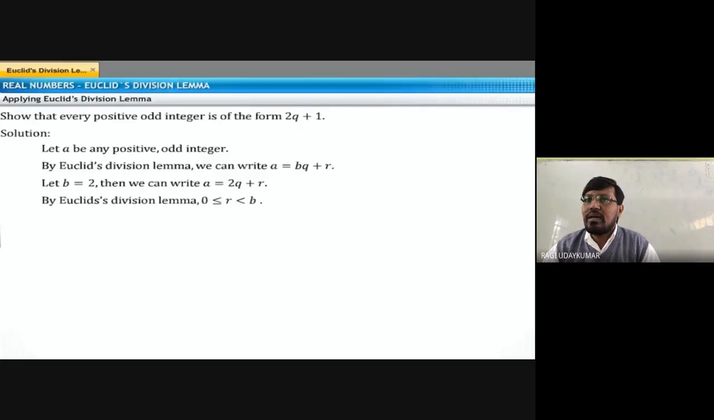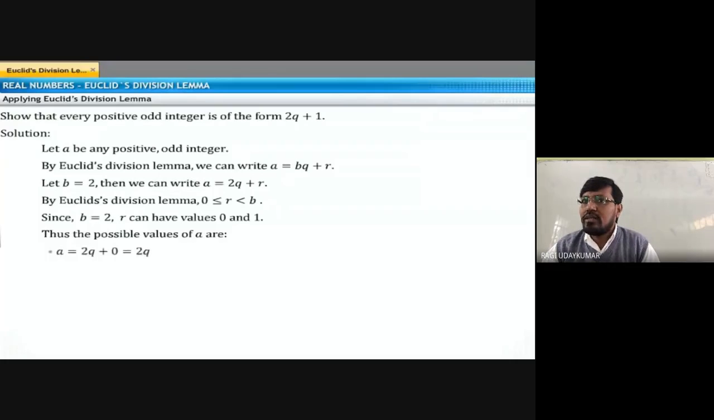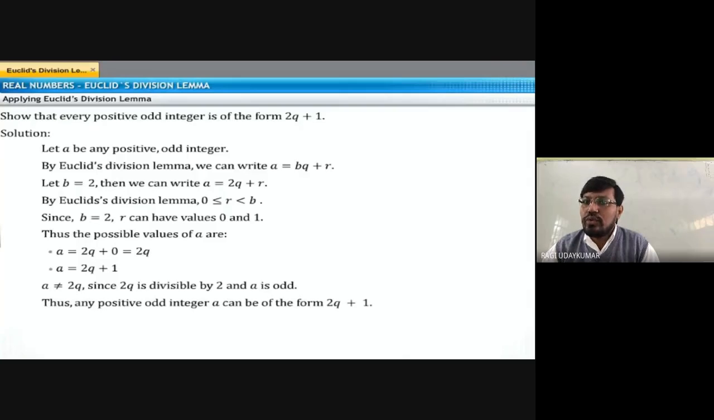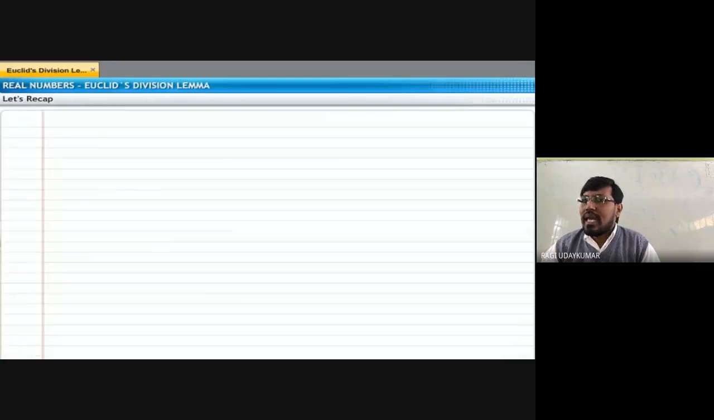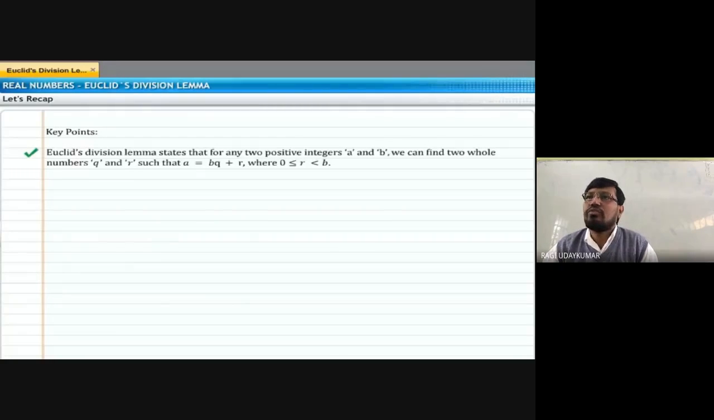By Euclid division lemma, 0 less than or equal to r less than b. So b equals 2, and r can have the values 0 and 1. That means as the b value is 2, r will take the possible values 0 and 1. If you take 0, a equals 2q. If you take 1, a equals 2q plus 1. So a equals 2q is divisible by 2, which is not an odd number; that is an even number. 2q plus 1 is an odd number. So every odd number will be in the form of 2q plus 1.